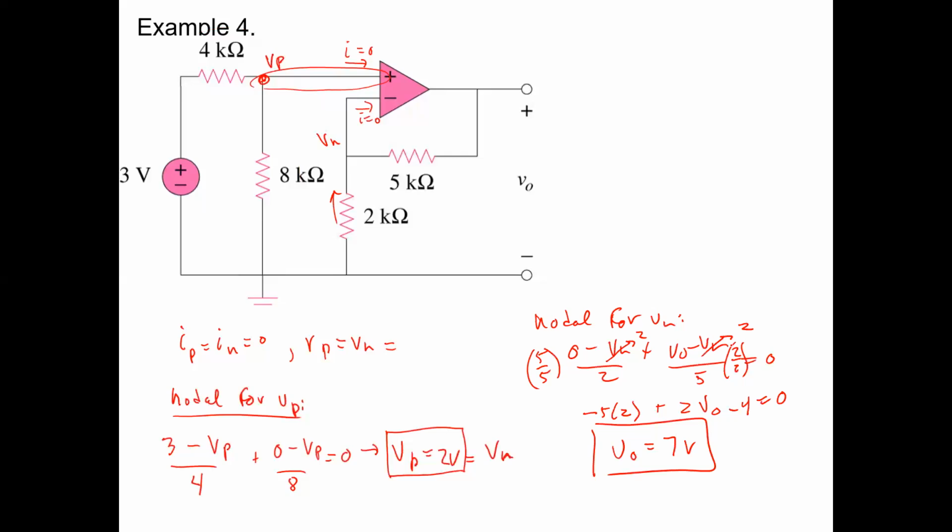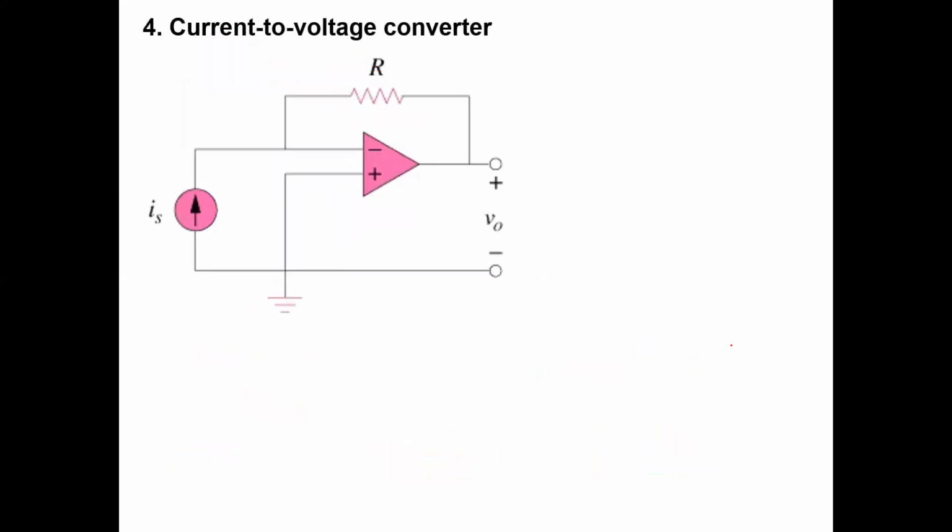I'm going to have time for maybe a couple short ones. You'll find current to voltage converters. What if you have a current source here? Well, current source here, and you know, Vn equals Vp. In this case, Vp is tied to ground. And that means you're going to have 0 volts here. And your IS coming here is going to be flowing into this resistor.